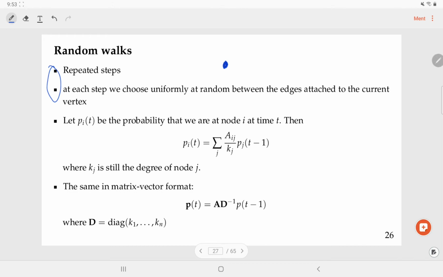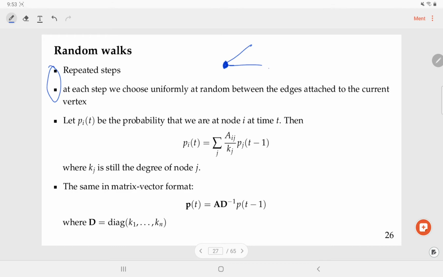If we have a node like this one here, and it has one edge, then there is no choice, so we move along that one edge. Assume that we have two edges, then what we do is we choose between the two edges randomly, I mean uniformly at random.